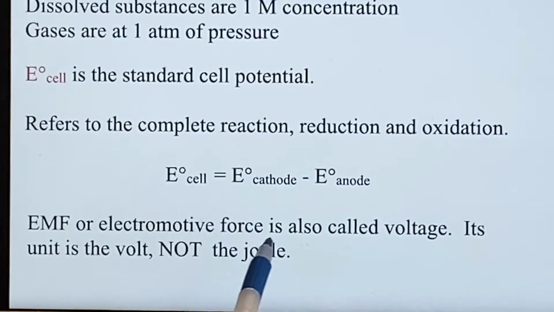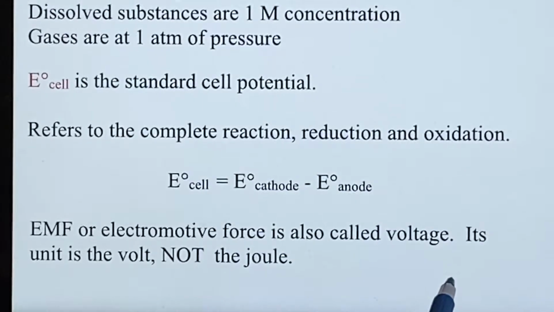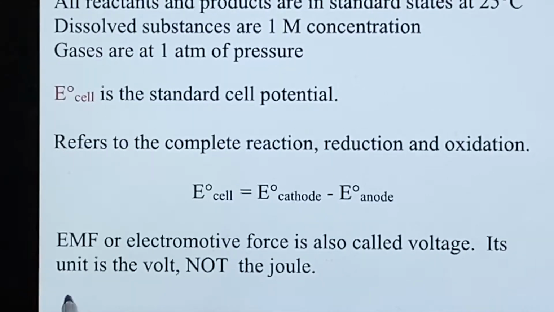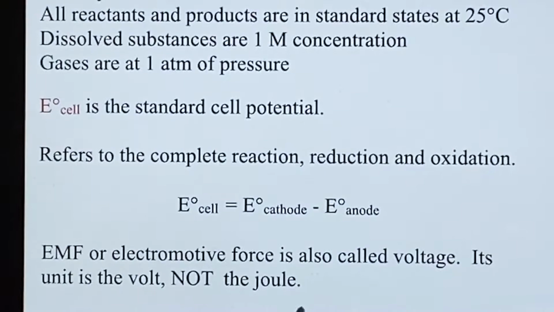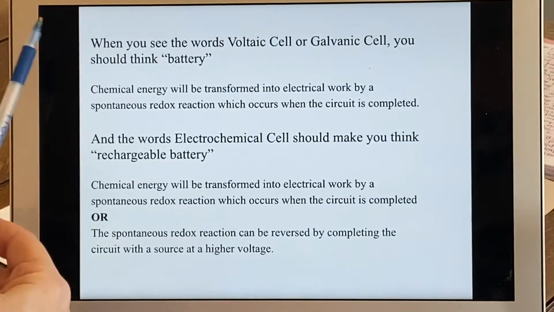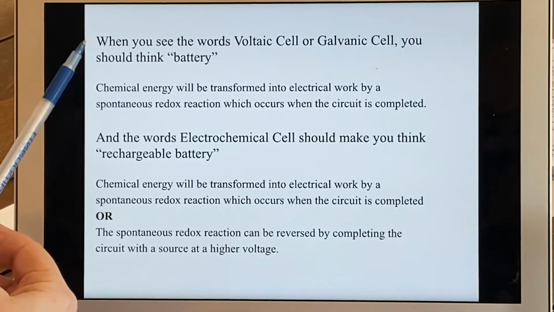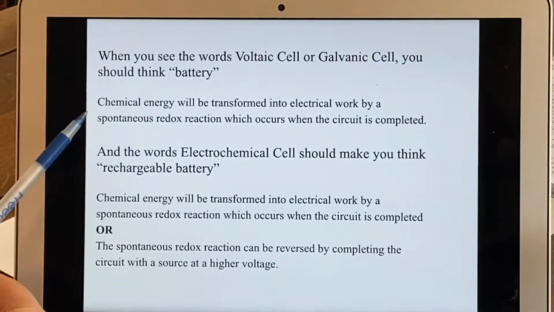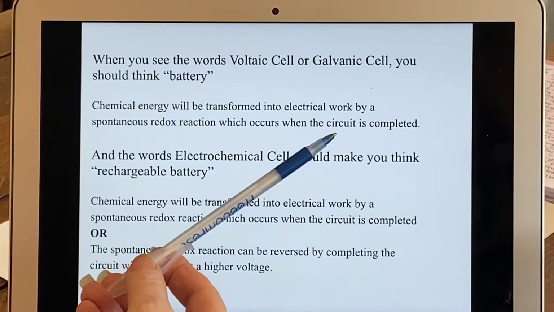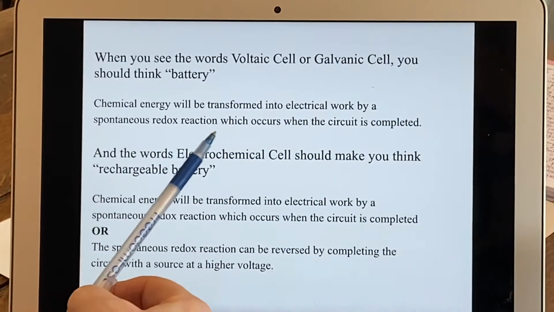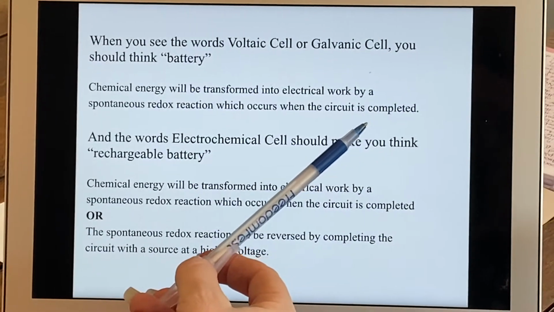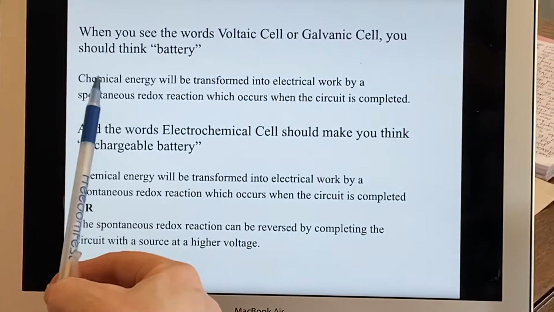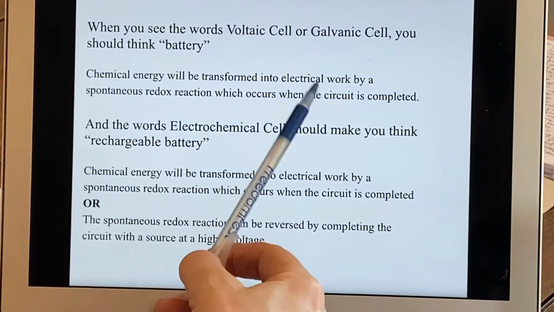EMF, electromotive force. We generally just refer to it as voltage. We're rather lazy about that. We use voltage, and the unit is the volt, not the joule. If you see these words, voltaic cell, galvanic cell, it's much easier just for you to think of the word battery because you're used to batteries. And chemical energy is transformed into electrical work in a spontaneous redox reaction that occurs when you complete the circuit. As soon as you turn the circuit on, completing the circuit, it's going to start doing the business of changing the chemicals into electrical work.